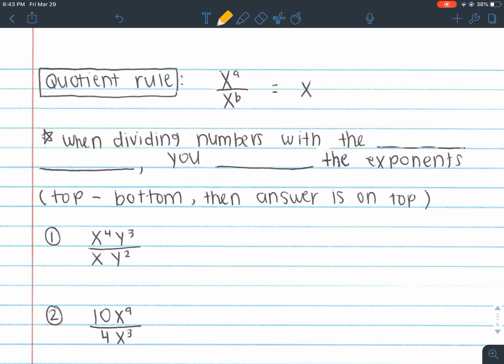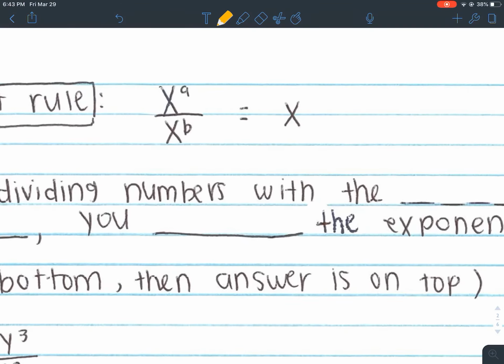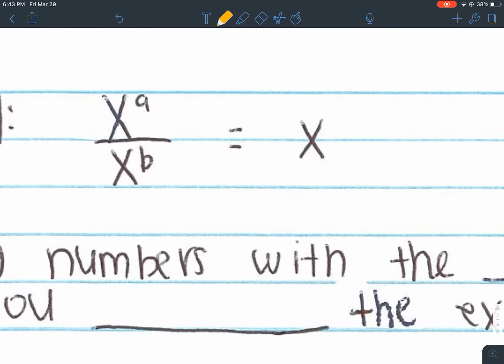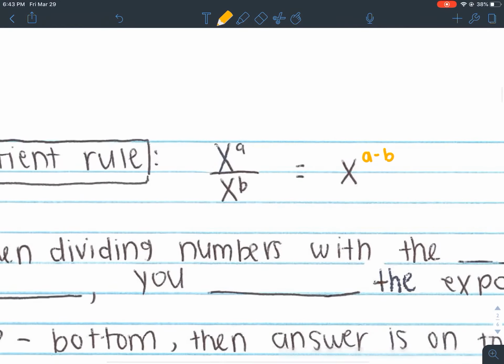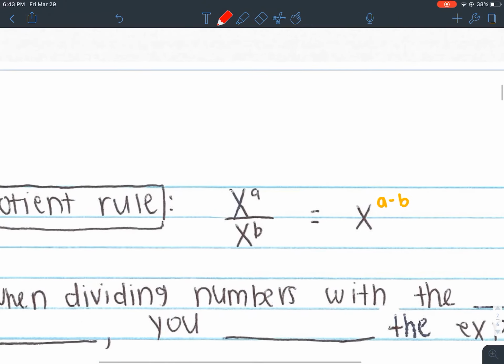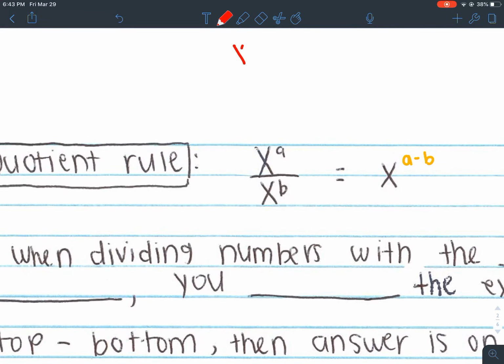Another rule that we learned in Unit 1 was the quotient rule. Now this is when I have the same base but different exponents. And what you're going to want to do there is subtract. So you're going to do a minus b. Okay, now let's review something from Unit 1 to refresh ourselves.